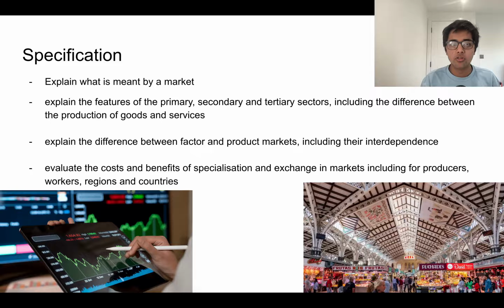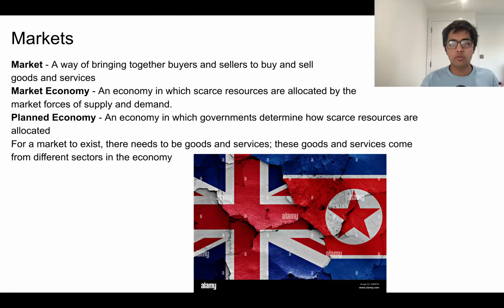Once again, notice how the fourth bullet point starts with a command word: evaluate. This means an example of a 6-marker they can ask you is: evaluate the benefits of specialization for producers. They can ask you for all four: producers, workers, regions, and countries. The most they can ask you on the other 3 bullet points is a 1-marker multiple choice or a 2-marker, but you should still revise them as they're often useful to mention in the 6 markers. Now, let's move on to markets.